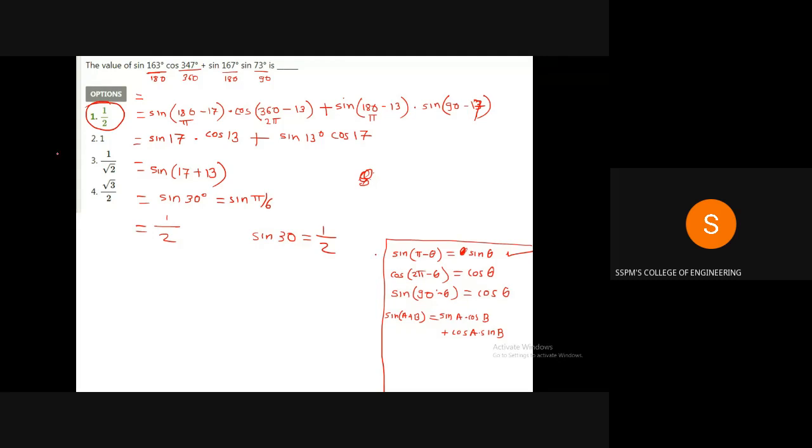You have to remember these formulas here. This is the expansion of sin a plus b. Sin pi minus theta is equal to sin theta. A few other things you have to remember: sin minus theta is equal to minus sin theta. And cos of minus theta is equal to what? Cos of minus theta is again cos theta.